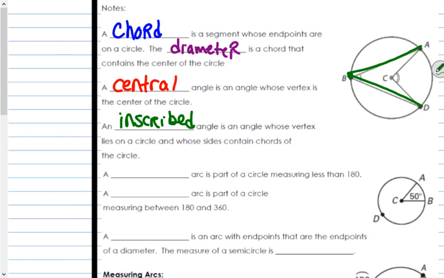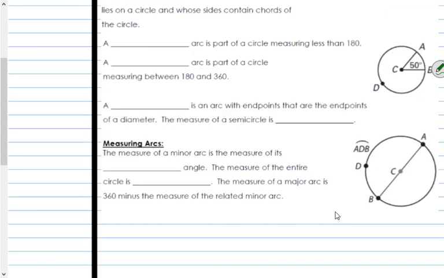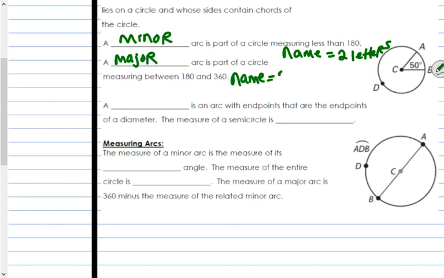Now we're going to talk about arcs. We have two words, minor and major. A minor arc is part of a circle measuring less than 180 degrees, and it's usually named with two letters. And a major arc is part of a circle that measures between 180 degrees and 360 degrees, and its name is normally named with three letters. You'll see an example of this in a moment.